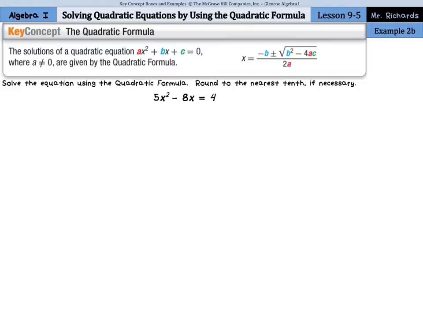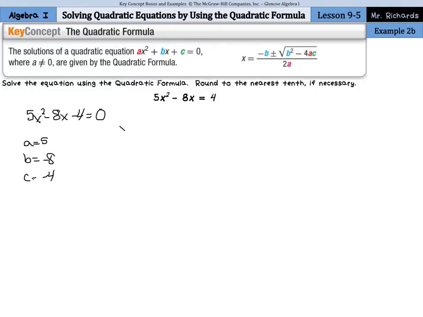In example 2b, solve the equation using the quadratic formula, round to the nearest tenth if necessary. This equation is not yet in standard form, and so we need to subtract that 4 from both sides. So we'll have 5x squared minus 8x minus 4 equals 0 is our equation in standard form. And my a is going to be equal to 5, my b to negative 8, my c to negative 4.